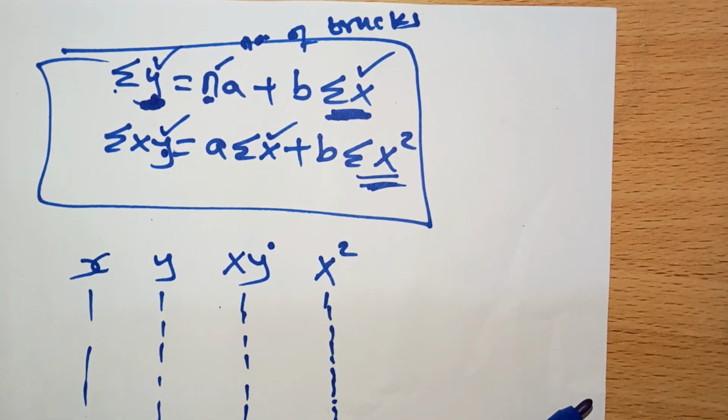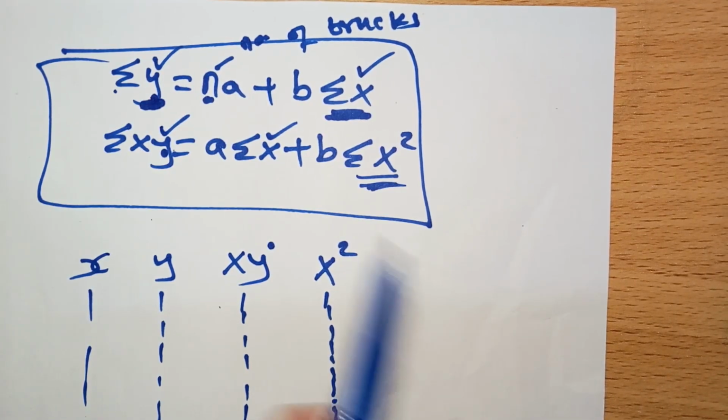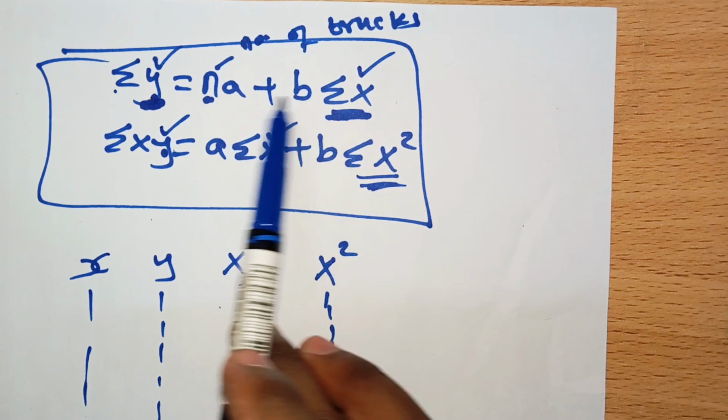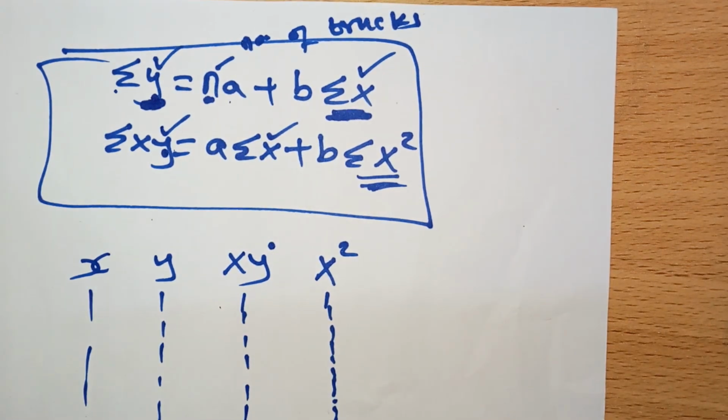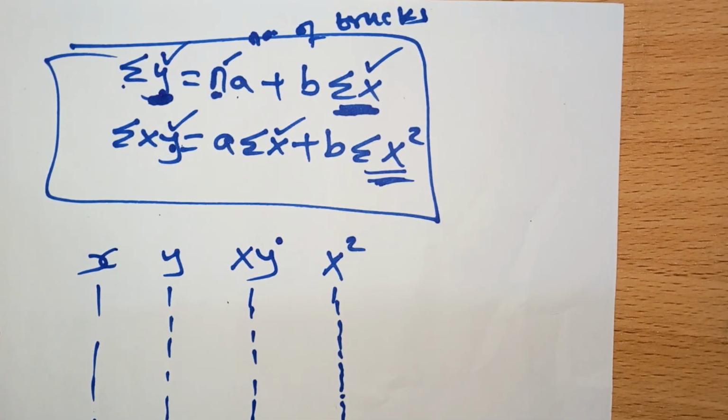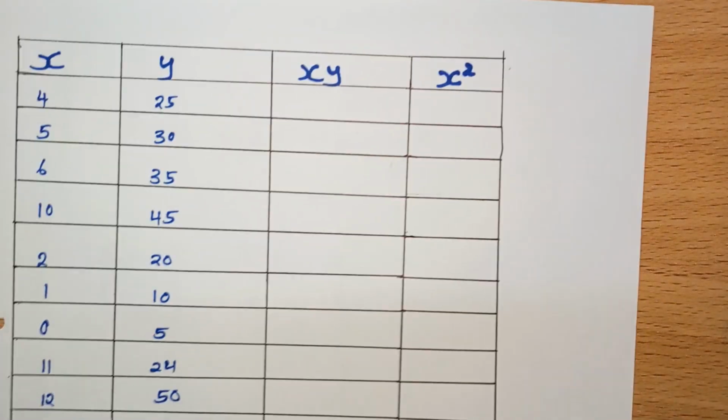And once we have all these values, we are going to substitute them in this formula of ours, and then from there we are going to work it normally, and we are going to be able to get these constants, a and b, and then use them when it comes to computation of linear regression of y on x. So without wasting much time, let us now work it out.